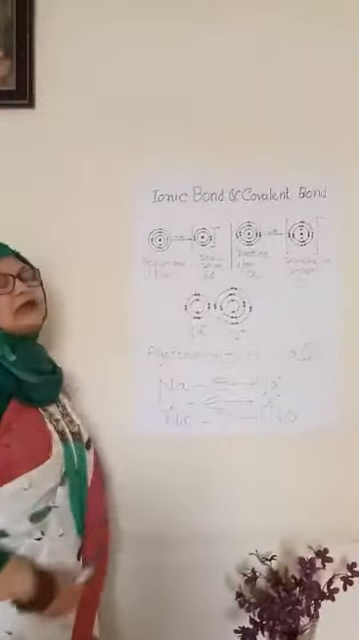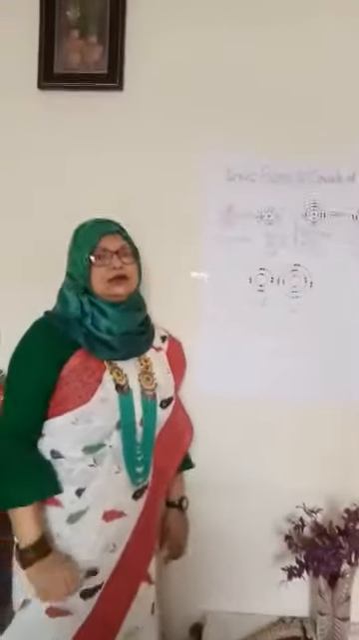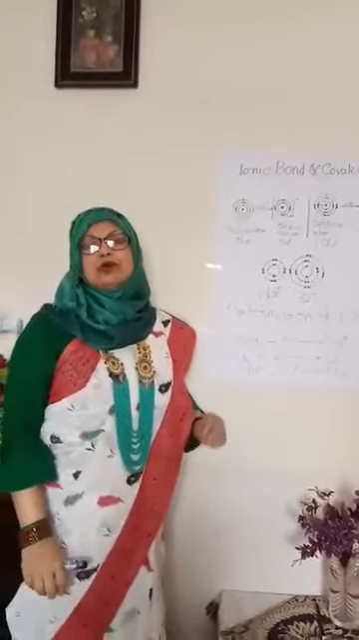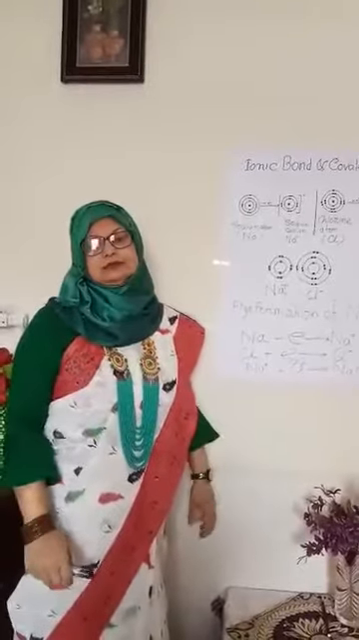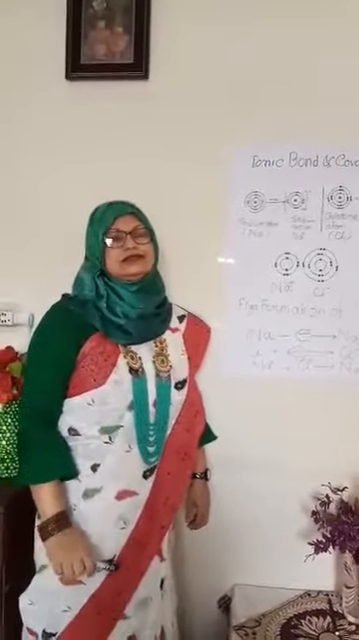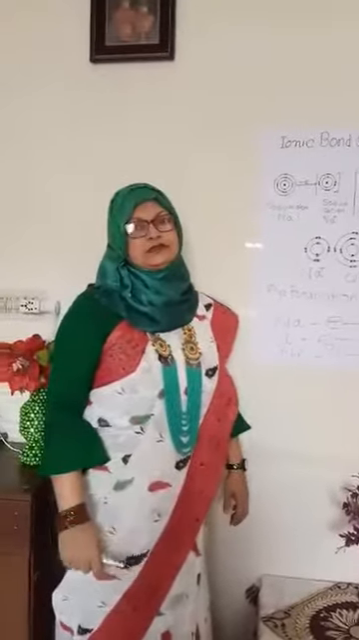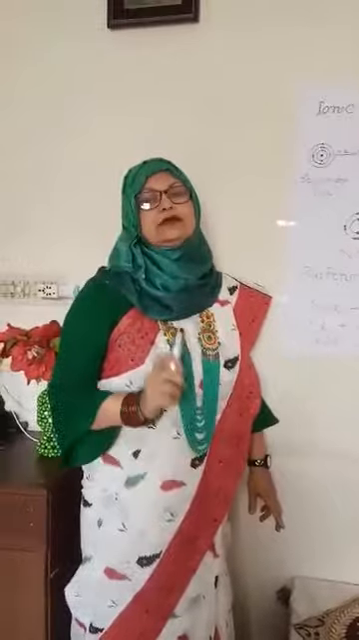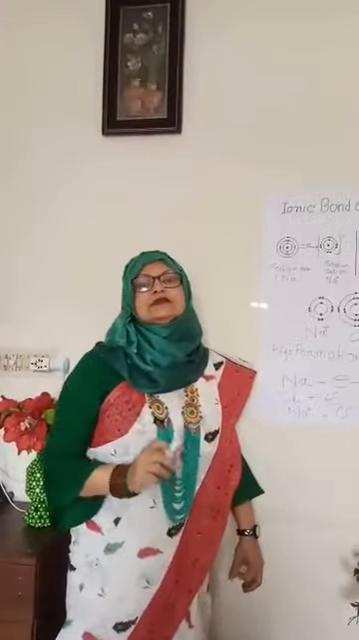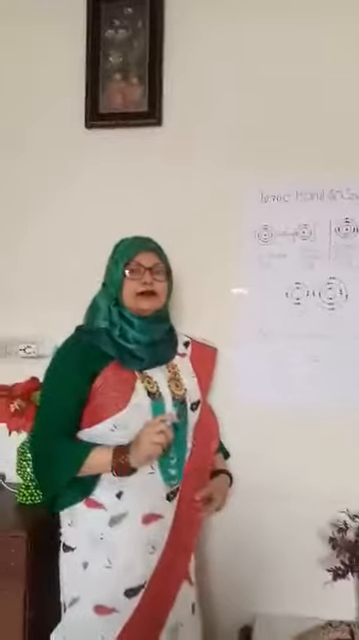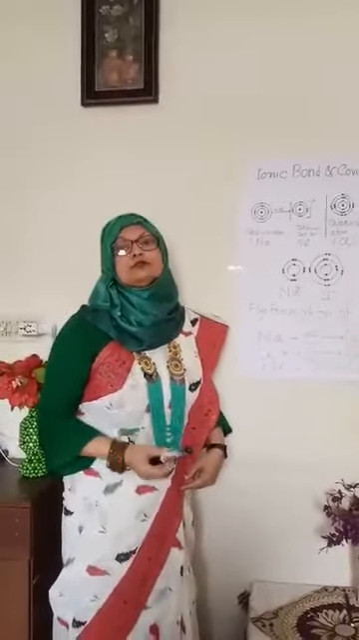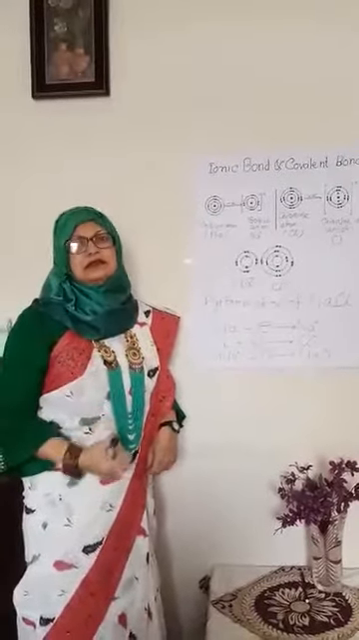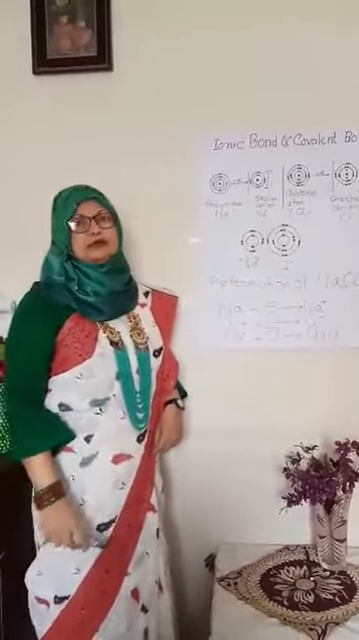Now, what is cation? You know, an atom is normally electrically neutral. That means an atom has no charge. But when an atom gives up an electron, then it gains positive charge. And this is called cation. That means when an atom gains positive charge, this is called cation. On the other hand, when an atom receives electron, then it gains negative charge and it is called anion.